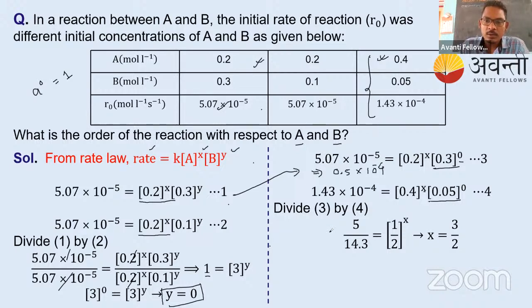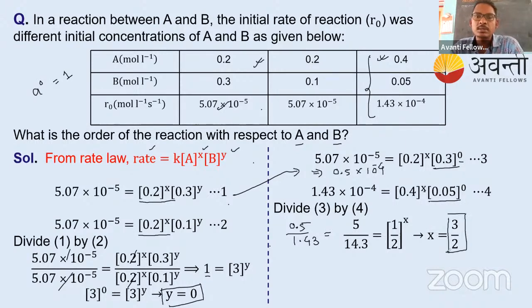If we divide 0.5 into 10 to the minus 4 by 1.43 into 10 to the minus 3, you will get 0.5 by 1.43. If you remove this one, then you will have 14.3. If you solve this one, you will get the value of x equal to 3 by 2. Just solve this and you will get x equal to 3 by 2.